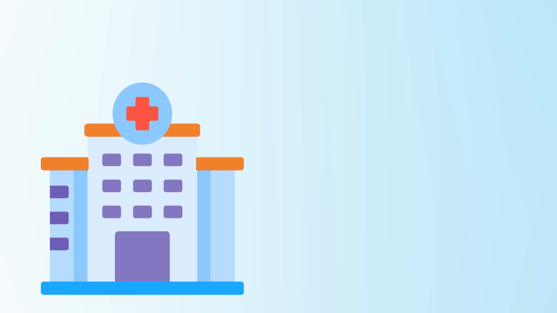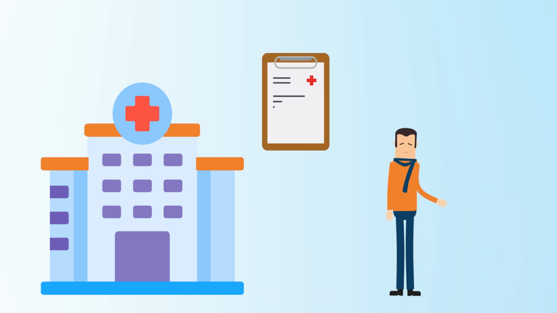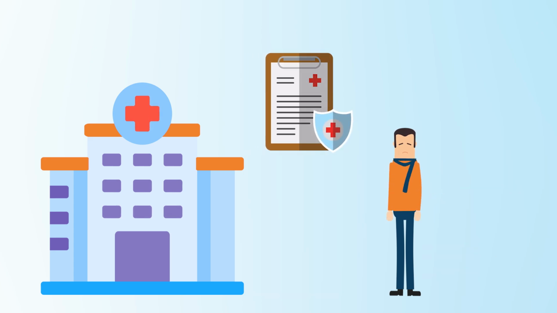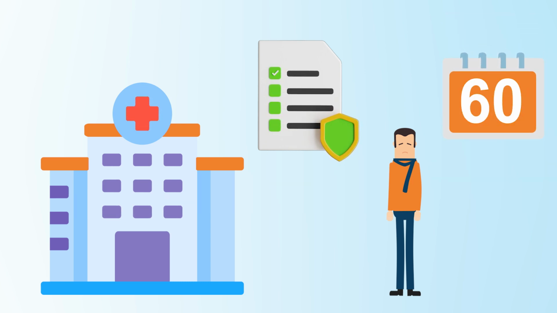For example, consider Dr. Robert's clinic, where a patient, John, notices an error in his medical record that lists an incorrect allergy. John submits a request for correction, and within 60 days, the clinic reviews the request and agrees with John. His records are updated to reflect the correct information. This helps prevent potential medical errors in future treatments.